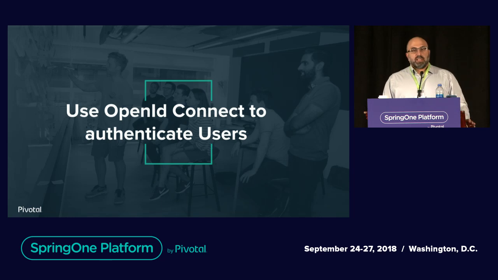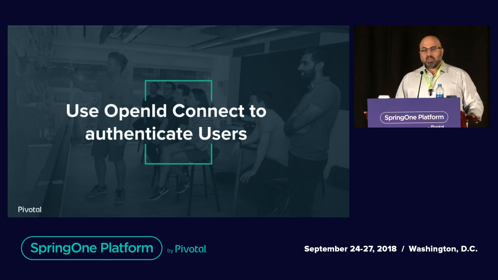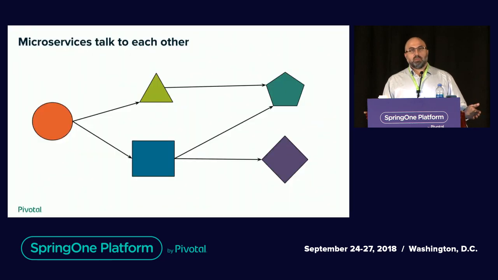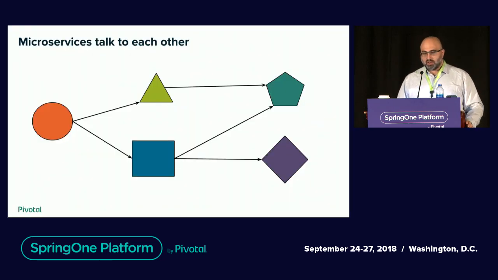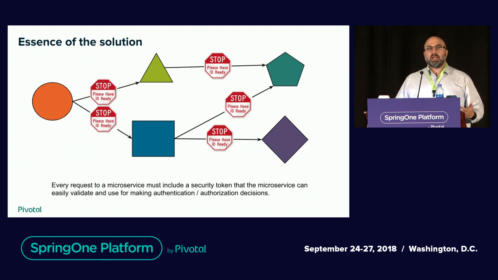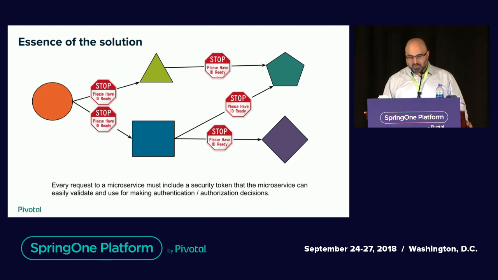So what I'm basically saying is you should use OpenID Connect to authenticate users, but what about microservices? That's what we're here for. The problem is microservices talk to each other, and what we'd like to be able to do is say, hey, I would like each microservice to be able to inspect the incoming request and check to see if that request is allowed. So how do I get tokens to flow back and forth between them?